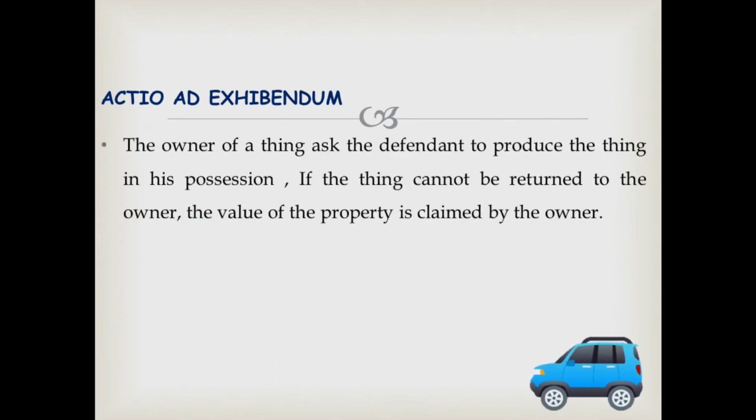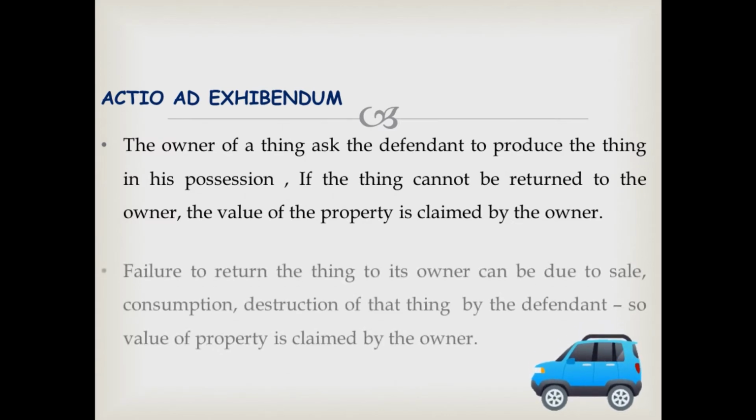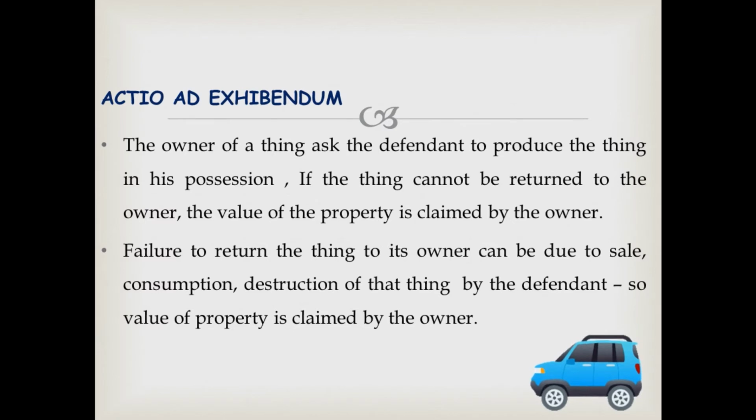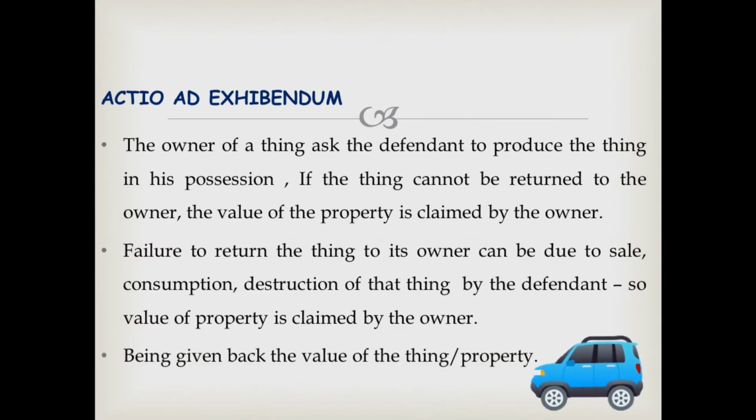Then we have ACTIO ad exhibendum. This is when the owner of a thing asks the defendant to produce the thing in his possession. If the thing cannot be returned to the owner, the value of the property is claimed by the owner. Failure to return the thing to its owner can be due to sale, consumption, destruction of that thing by the defendant. So, this is when the value of the property is claimed by the owner. Being given back the value of the thing or property is all what this action is all about.